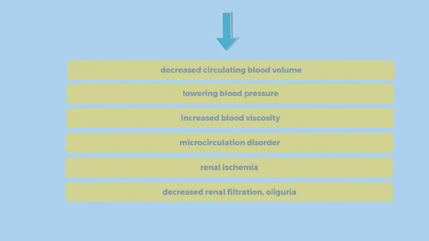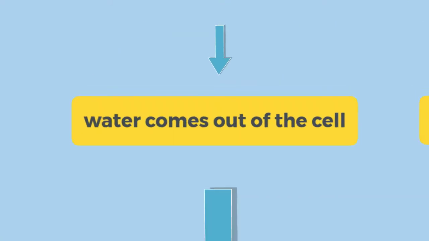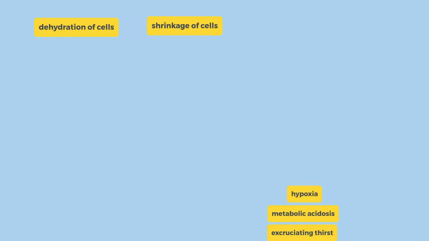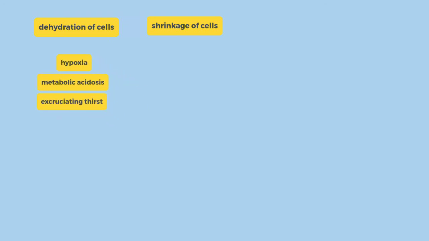Further, the chain of pathogenesis is as follows: decreased circulating blood volume, lowering blood pressure, increased blood viscosity, microcirculation disorders, renal ischemia, decreased renal filtration, oliguria. Then, when water leaves the cells, dehydration and shrinkage of cells occur. Dehydration leads to hypoxia, metabolic acidosis, and clinically thirst. Shrinkage of cells leads to the breakdown of tissue proteins and clinically to fever.